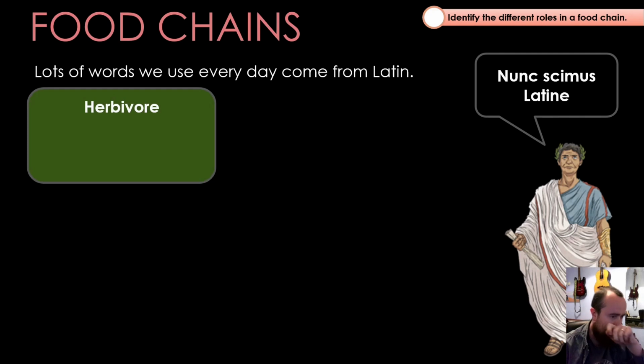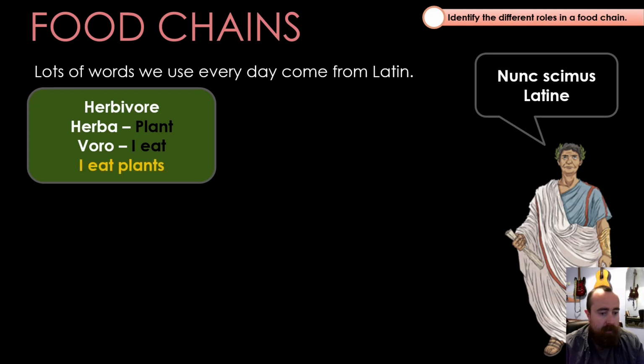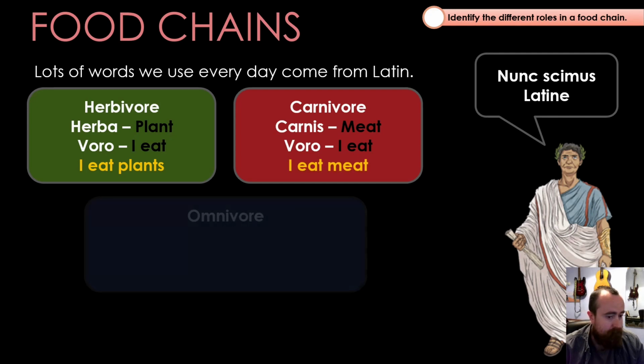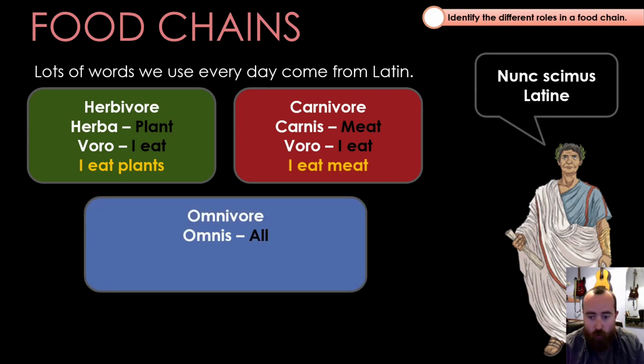So the word herbivore, its roots are in Latin. Herba, which means plant, and voro, which means I eat, or I devour in Latin. So a herbivore is essentially something that eats plants. A carnivore comes from the Latin carnis, meaning meat, and again that voro meaning I eat, or vorare meaning to eat. So a carnivore is something that eats meat. An omnivore, omnis means all. The voro or vorare again means eat. So an omnivore is someone who eats everything, someone who eats both meat and plants.